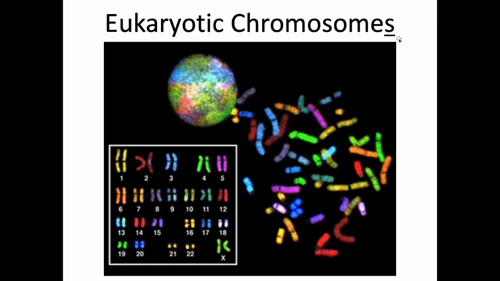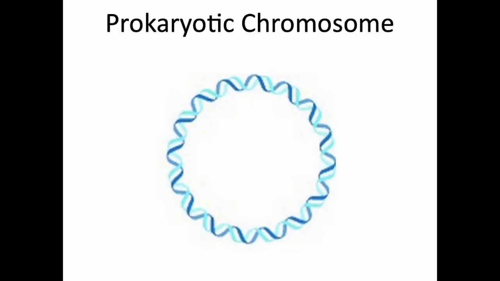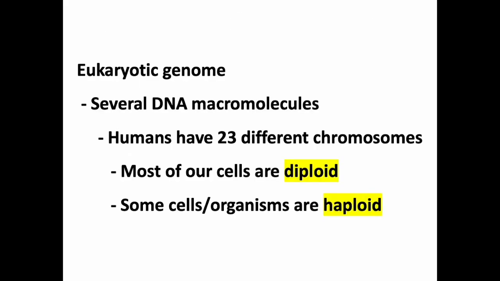Eukaryotic chromosomes. This is human. So humans have 23 different chromosomes, but again, it depends on the eukaryote exactly how many we're talking about. But importantly, it's plural. It's not just one like within prokaryotes. It's a bunch. So the eukaryotic genome consists of several DNA macromolecules, several of these chromosomes. I'm not a fan of making you memorize a bunch of specific numbers, but come on, we're humans, we should know this.